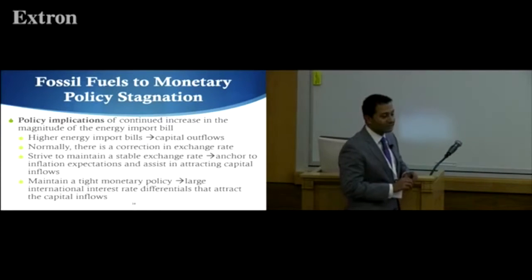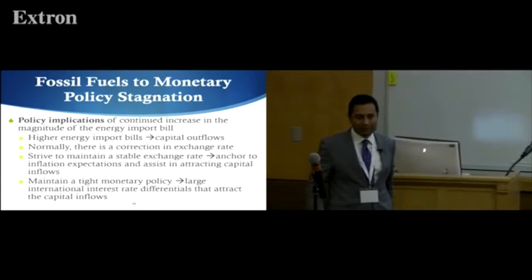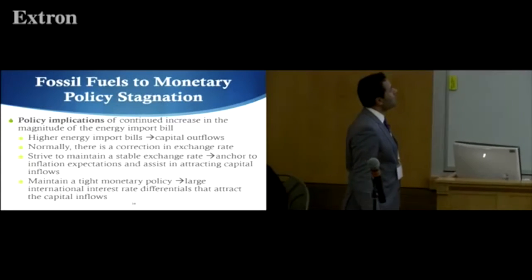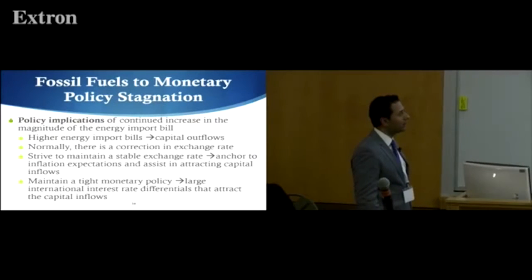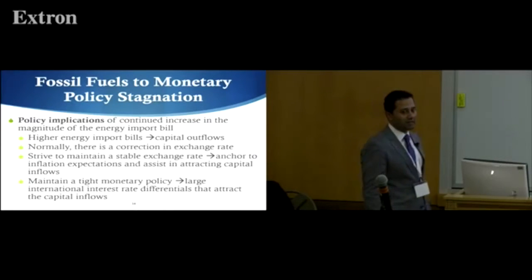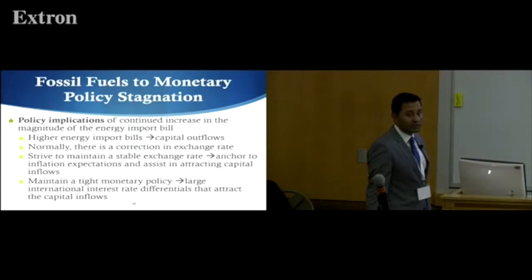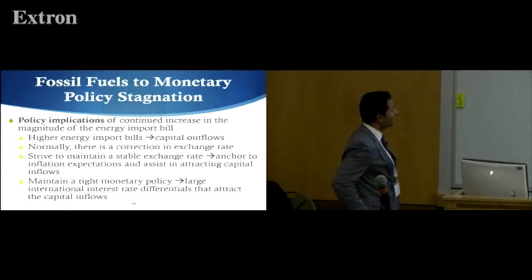Oh, finally, this may be interesting for some people here. This is a relationship that I'm looking at in my research: how fossil fuels or energy imports lead to monetary policy stagnation, especially in non-oil importing emerging economies. So this is the mechanism that I am looking at.